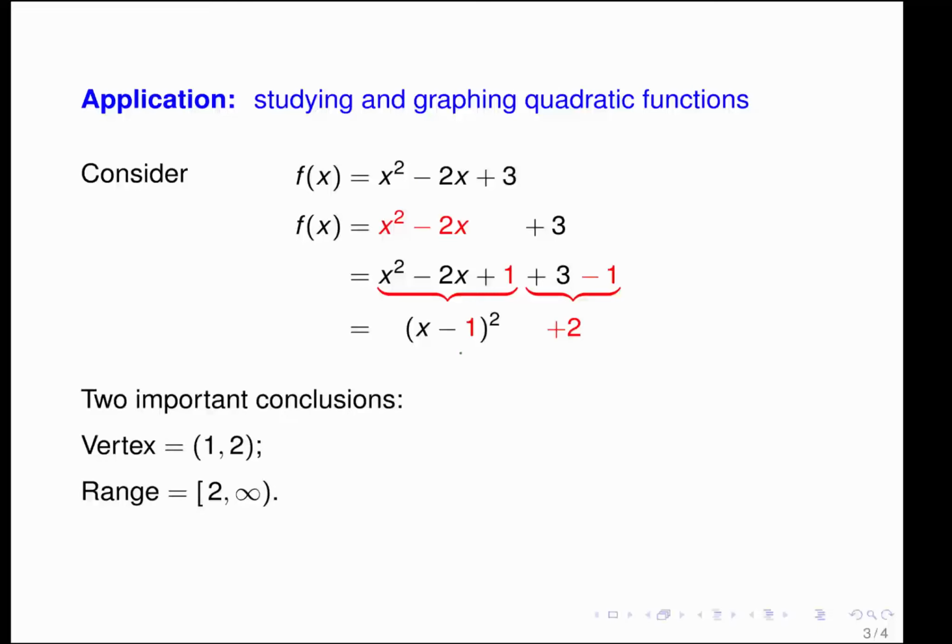Writing the original quadratic in this form tells us that the vertex of the parabola is at the coordinates 1, 2. Moreover, since the term x minus 1 all squared is always greater than or equal to 0, the function will always take values greater than or equal to 2. This allows us to deduce that the range is all the real numbers greater than or equal to 2. Again, you should watch the two aforementioned modules for more details.